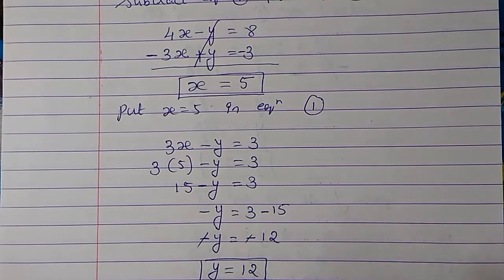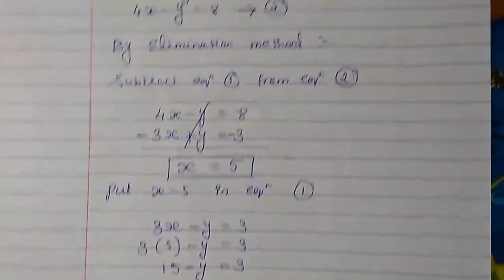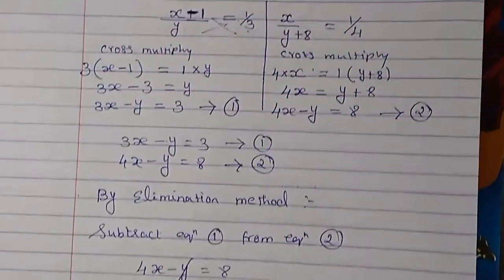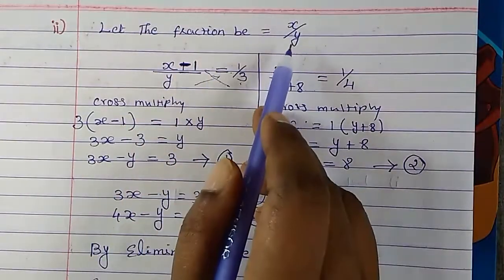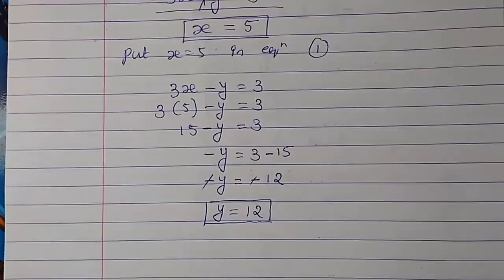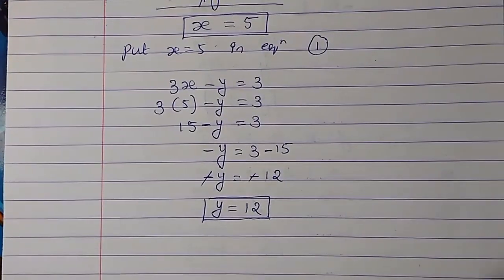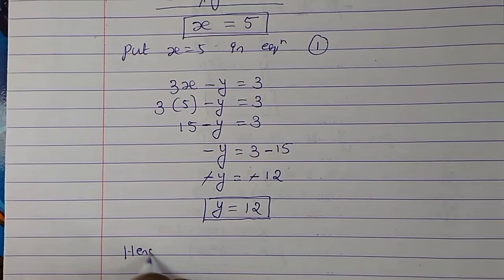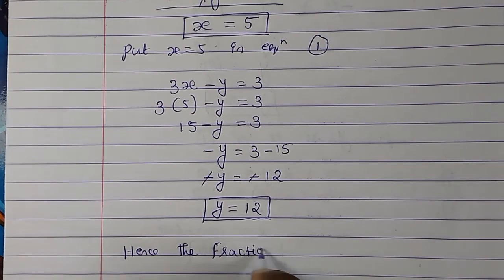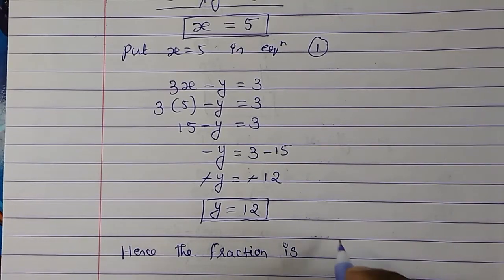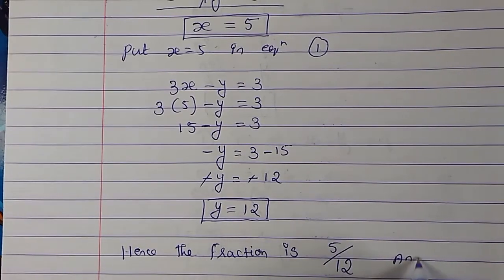So we found the x value and the y value. That is actually the fraction. The fraction is x upon y. Our x is 5 and y is 12. Hence the fraction is 5 upon 12. This is our answer.